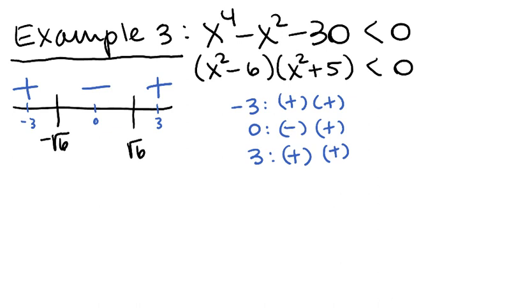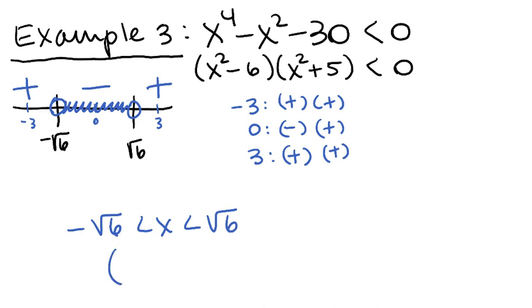I'm interested in where this is less than 0, so it's going to be right in here. The answer would be negative square root 6 is less than x is less than square root 6. Or maybe you write it as an interval. Doesn't matter to me.